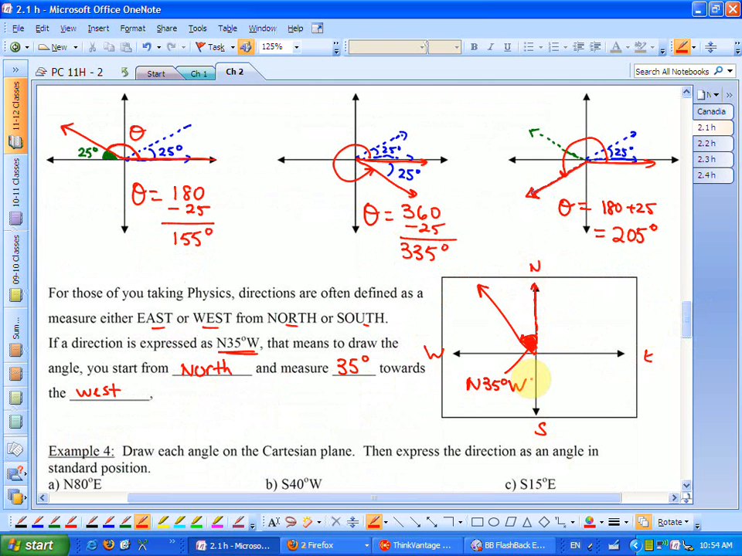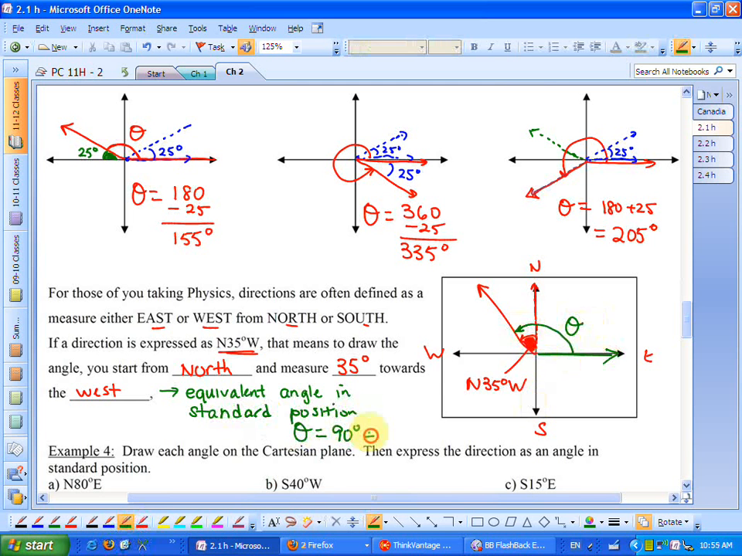I heard it, 100 and what? 125, good. How did you get that? Well, remember, for an angle in standard position, you are always measuring from the positive x-axis, and you're rotating until you get that terminal arm. So in this case, that would be a 90-degree angle, and you're going to add to that the 35, which is 125. Okay?